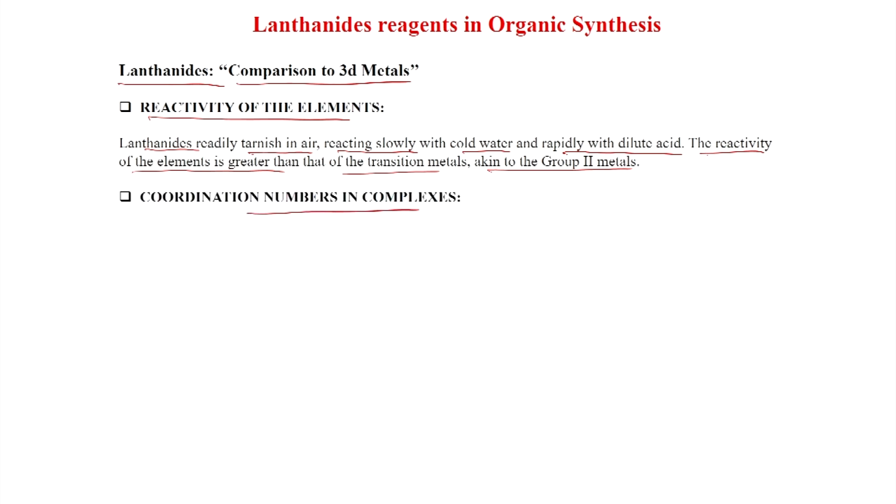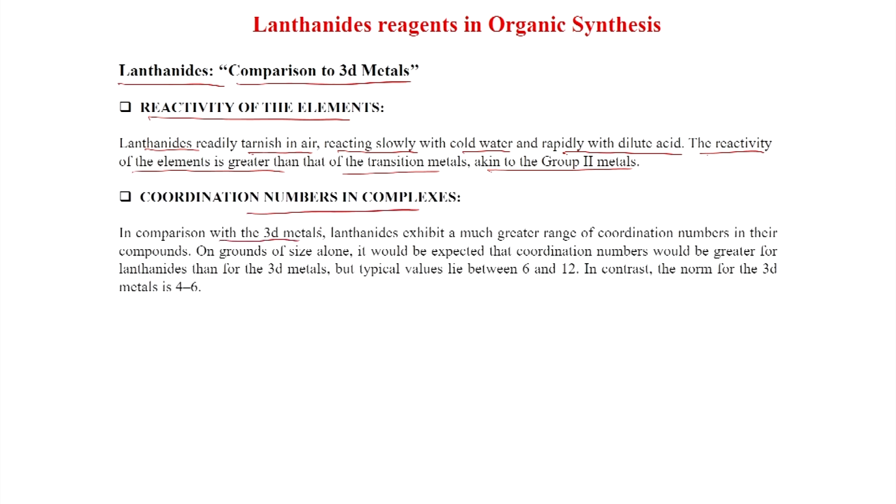Coordination number in complexes: in comparison with the 3d metals, lanthanides exhibit a much greater range of coordination numbers in their compounds. So this is important, they give a much greater range. On grounds of size alone, it would be expected that coordination numbers would be greater for lanthanides than for the 3d metals. But typical values lie between 6 and 12. In contrast, the norm for the 3d metals is between 4 and 6. So here we have higher coordination numbers.